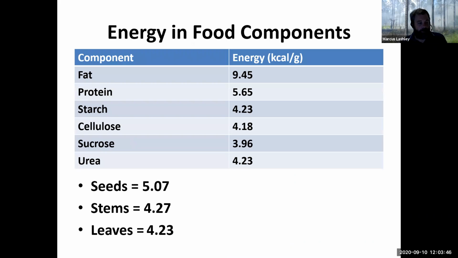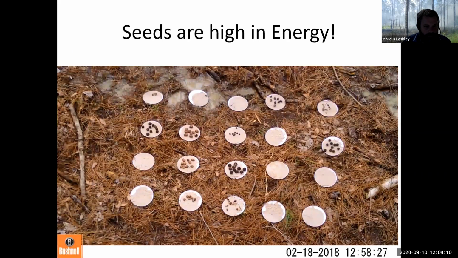Another thing that's pretty important in the wild is not all foods are created equal, right? So you can see the energy that's in different food components. Fat is very high in energy relative to some of these other things. Notice when we are talking about plants, seeds are really high in energy compared to other parts of the plant. So that's pretty important for herbivores. And energy can vary widely even in the type of thing.